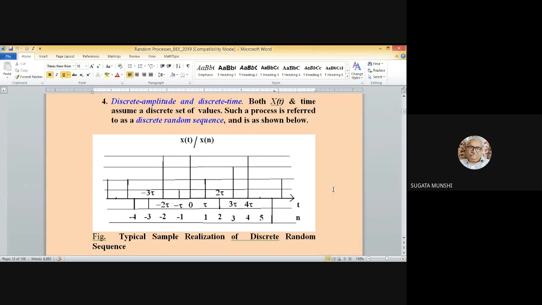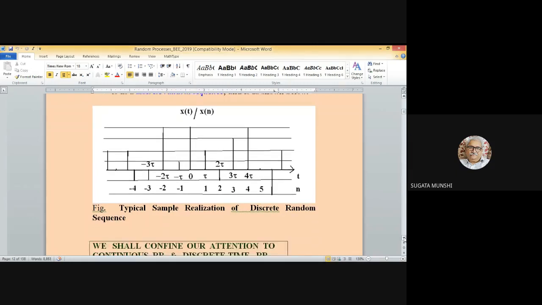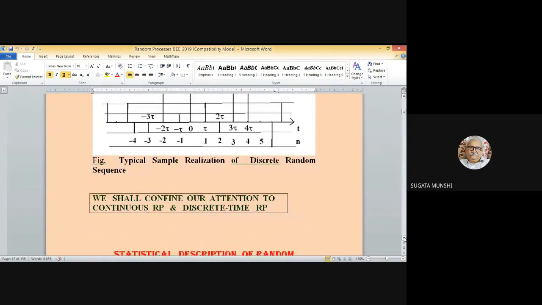For our purpose, we will consider only continuous time, continuous amplitude random process, and discrete time, continuous amplitude random process. So these are the two types of process that we will consider. Now note down this part, then I'll proceed.